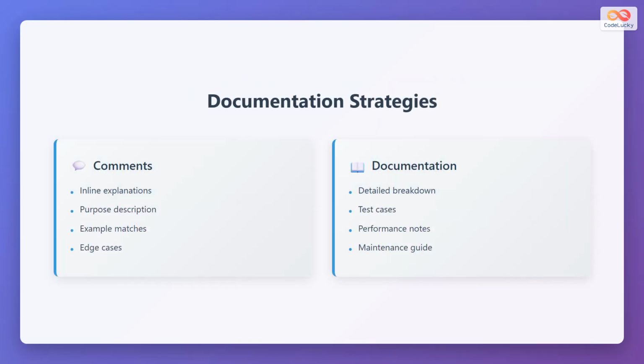Now, let's look at some documentation strategies to prevent regular expressions from becoming unmaintainable. One approach is using comments. This includes adding inline explanations within the regular expression itself, describing the overall purpose of the expression, providing example matches that the regular expression should catch, and noting any edge cases that the expression needs to handle. Another strategy is creating separate documentation, which involves giving a detailed breakdown of each part of the expression, including relevant test cases, making notes on the expression's performance, and providing a maintenance guide for future updates.